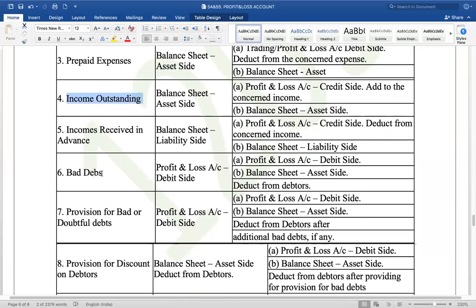Next, bad debt. If bad debt is given in the trial balance, it is simply debit of the profit and loss account. If it is not in the trial balance but is given as an additional information, then it is debited to the profit and loss account, as well as it is taken on the asset side as deduction from the debtors.